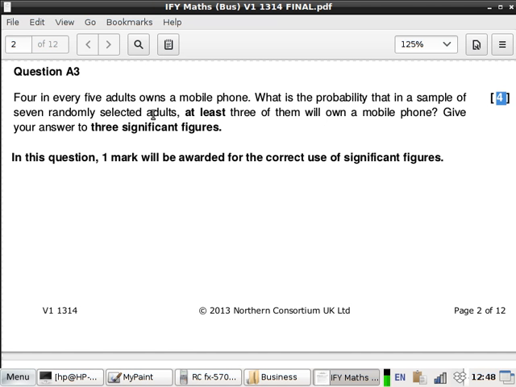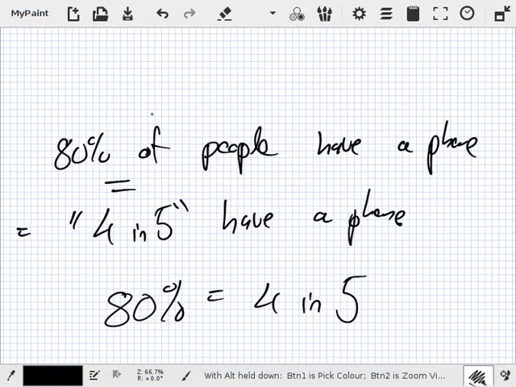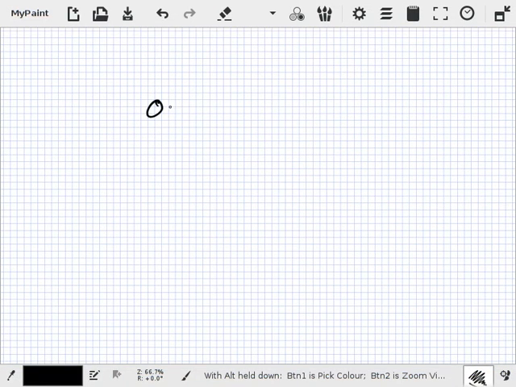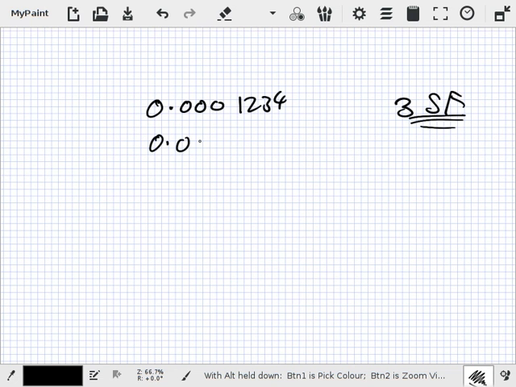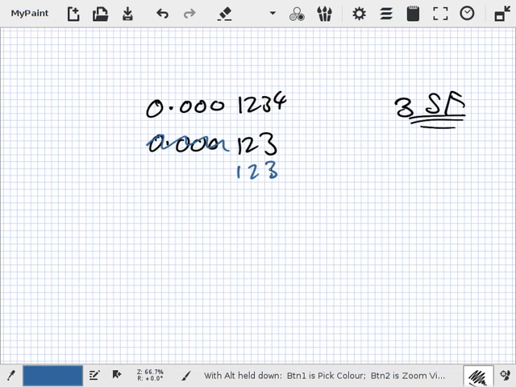If the number is like this, we use 5. No, use 1, 2, 8 because you don't count the zeros. Do you know what I mean? You only count from here. Like, if I say 0.000123 to 3 SF, it means 0.000123. You don't count the zeros. You go 1, 2, 3.